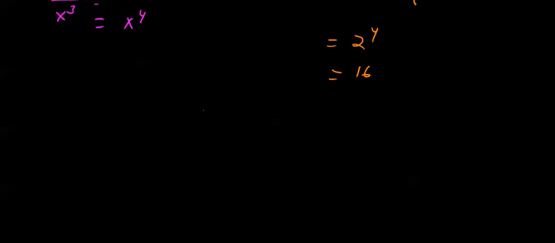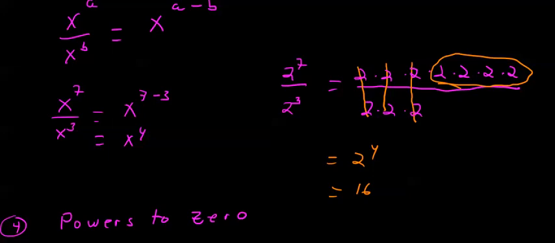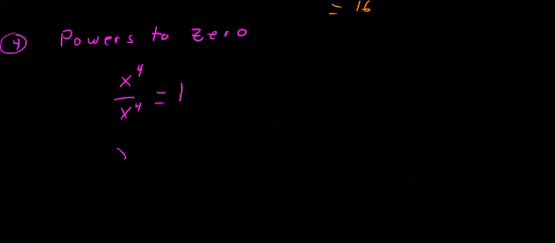Now let's look at powers to 0. If I have x to the 4th over x to the 4th, since I have the exact same numerator and the exact same denominator, that's equal to 1. But if I use this previous rule, when we divide like bases, we subtract the exponents, I get x to the 4 minus 4, which is x to the 0. But we know this is equal to 1, so x to the 0 is 1.